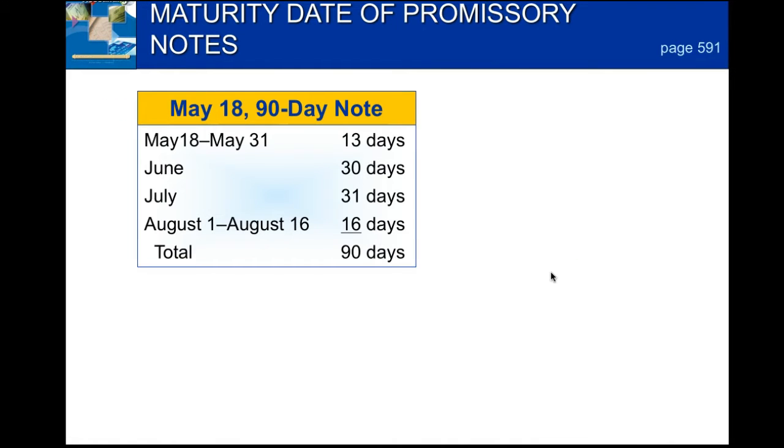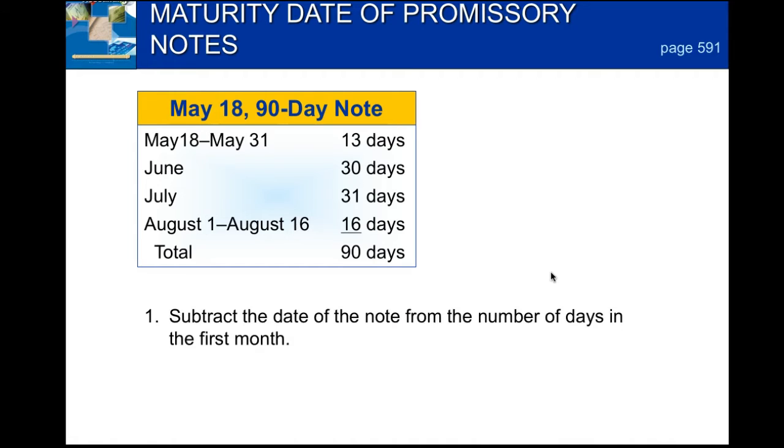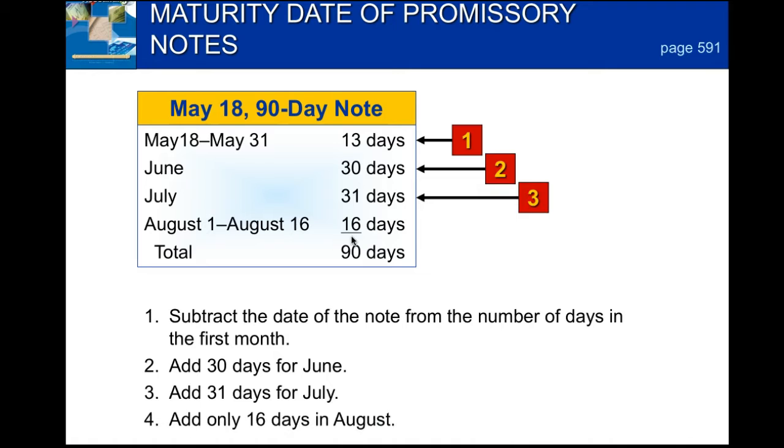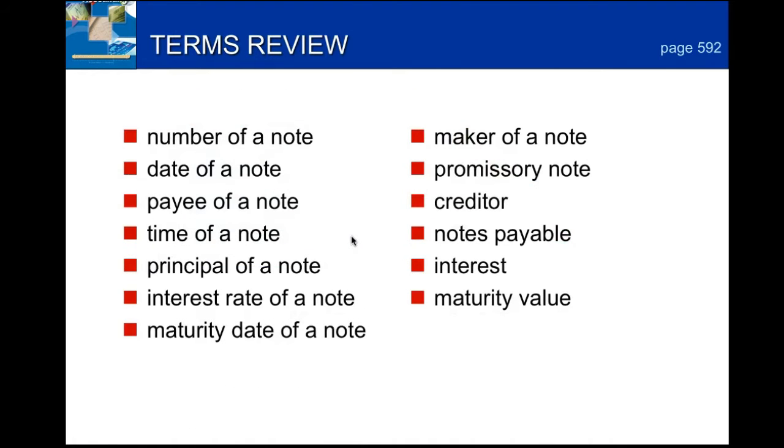The maturity date of promissory notes. You're going to subtract the date of the note from the number of days in the first month. Say you take the loan out on the 18th, you're only going to have 13 days in May. Then in June, you're going to have 30. July has 31 days. And then that makes August, where you'll just have 16 days. All of that will make up 90. I'll walk through that. And then we have our terms for review.